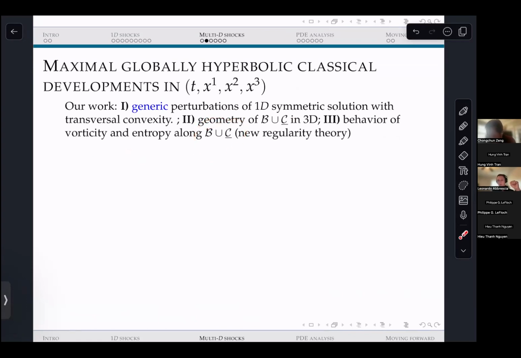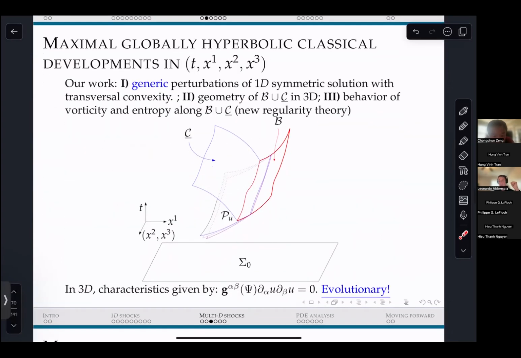The main PDE analysis I want to talk about later corresponds to new regularity theory that I had to develop with Jared Speck in order to accommodate vorticity and entropy along the singularities. There are very delicate issues associated to regularity in the vorticity and entropy in 3 space dimensions. Okay, so this is really the main context of how our work sits within the broader field. And this is how the picture looks.